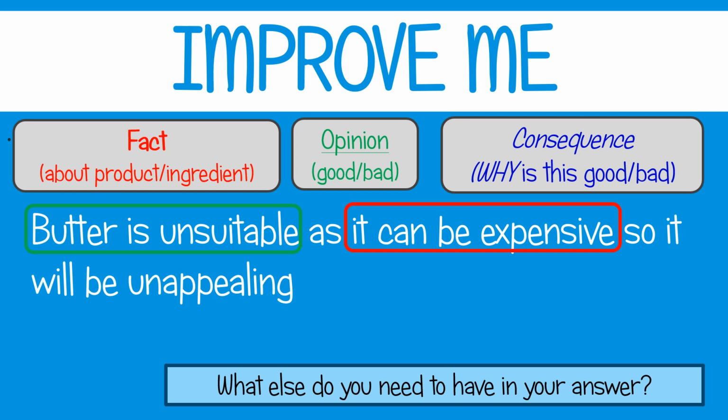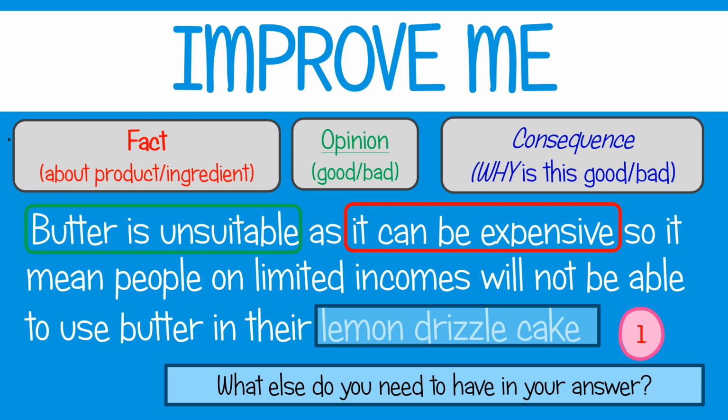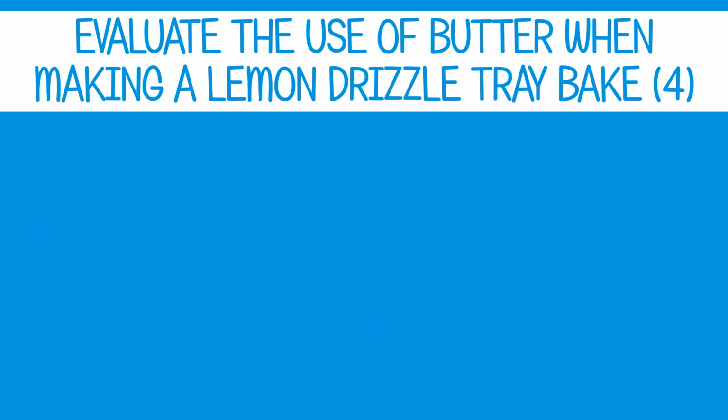So we'd be wanting to write something along the lines of, so it will mean people on limited incomes will not be able to use butter in their lemon drizzle cake. Remember, we always want to refer back to the product that's in the question, which is the lemon drizzle cake, so make sure you've got that in your answer. And now we have got a mark for that answer.